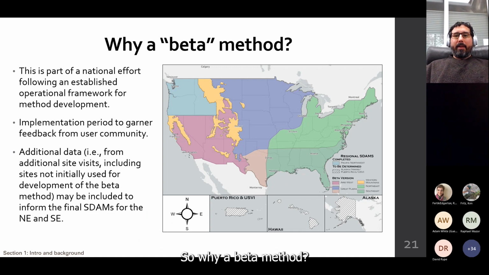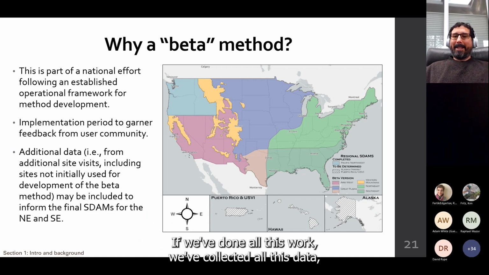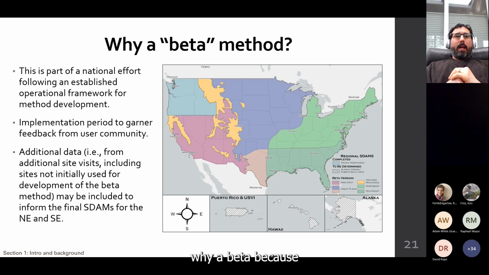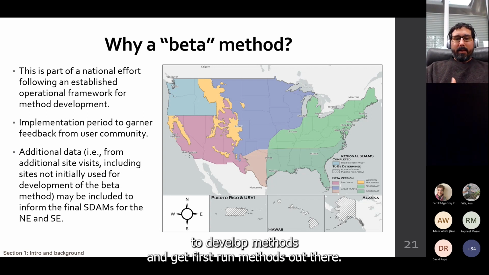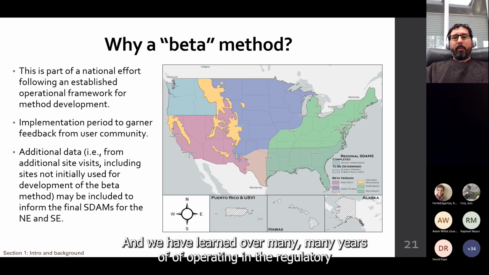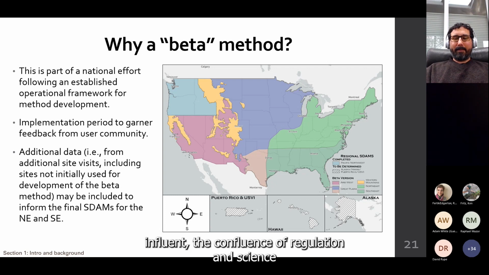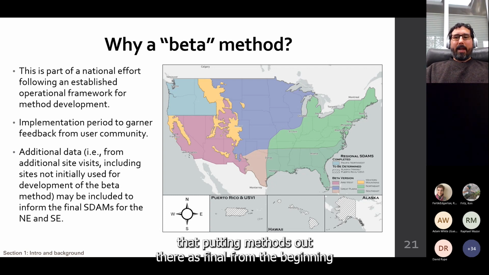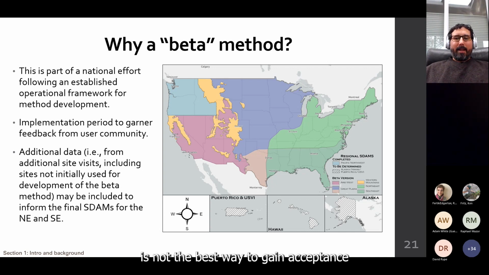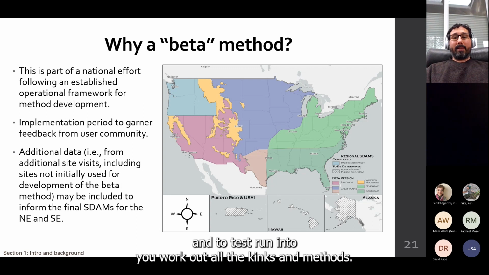So why a beta method? If we've done all this work, we've collected all this data, why a beta? Because we were working quickly to develop methods and get first run methods out there. And we have learned over many, many years of operating in the confluence of regulation and science that putting methods out there as final from the beginning is not the best way to gain acceptance and to test run and to work out all the kinks in methods.